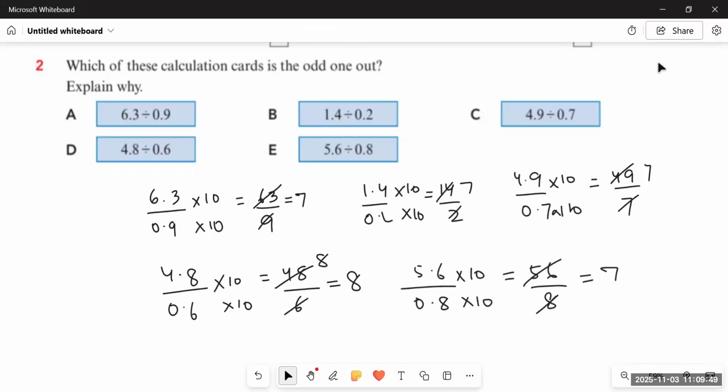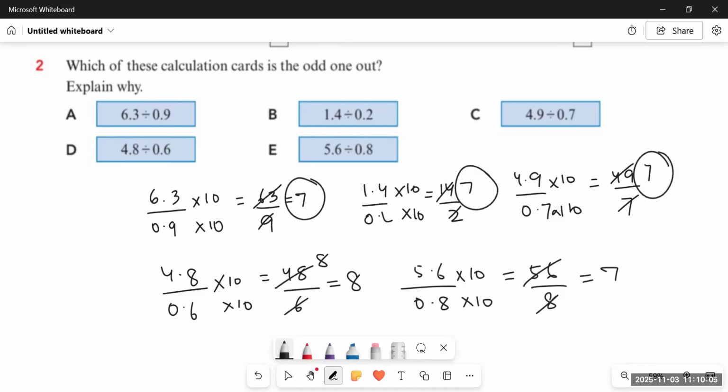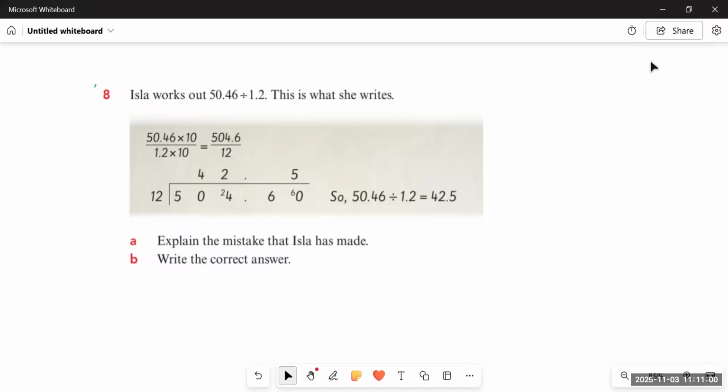Okay, students, one more thing to discuss over here in question number 2. It says, which of these calculation cards is the odd one out? We forgot to give the answer to this part. Actually, when we solved each of them, we got 7, 7, 7, 7. All the answers were 7 except D. It was 8. So this one is the odd one out. Okay, just mark it. Now let's do the next question.